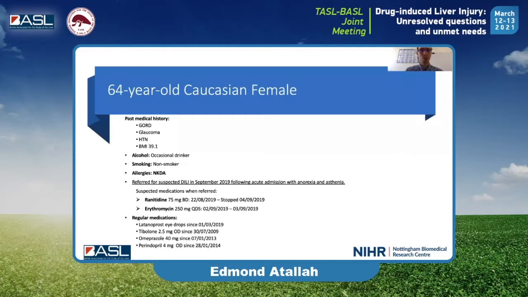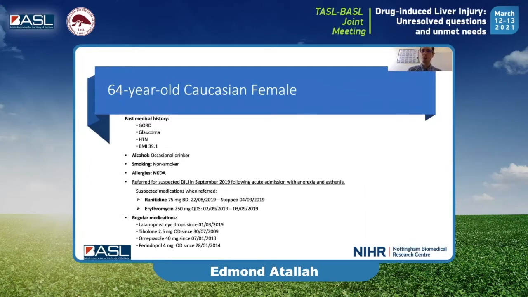She's a 64-year-old Caucasian female with a past medical history of reflux disease, glaucoma, hypertension, and high BMI. She's an occasional drinker and non-smoker with no previous allergies. She was admitted to hospital in September 2019 following feeling generally unwell and anorexic, and they referred her to us with suspected drug-induced liver injury.